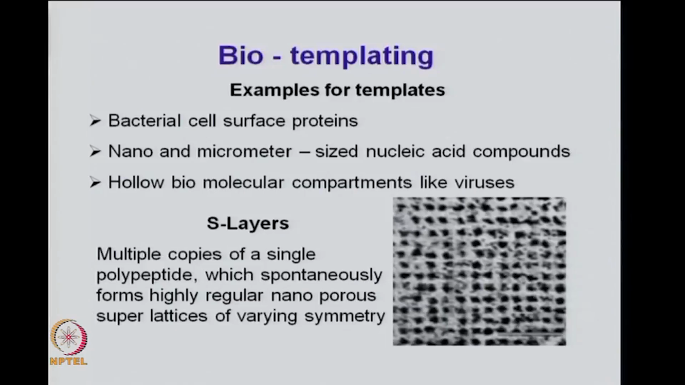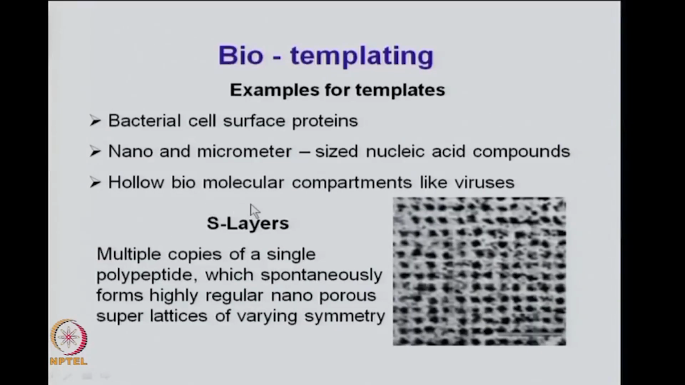You can have small nucleic acid compounds which are of the size of nano and micrometer, and they can be used as templates during the formation of other materials. You can have hollow compartment-like structures in viruses, and then you can use those viruses as biotemplates. So, there are cases where hollow biomolecular compartments like viruses have been used to synthesize materials within the viruses. So, that is another example of biotemplating.